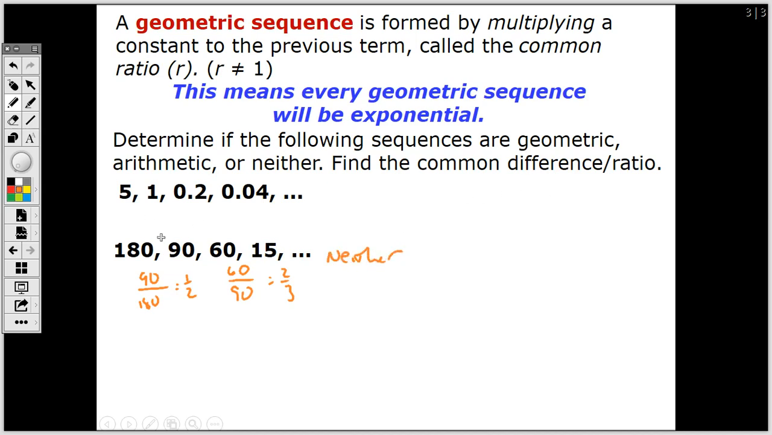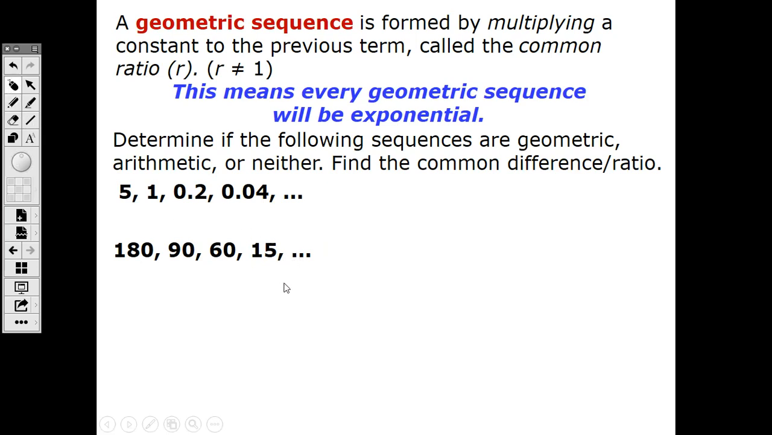And we could find a pattern, right? You could probably see what's happening and make a guess as to what the next value is going to be, but it's not geometric, so we're not going to bother with it.